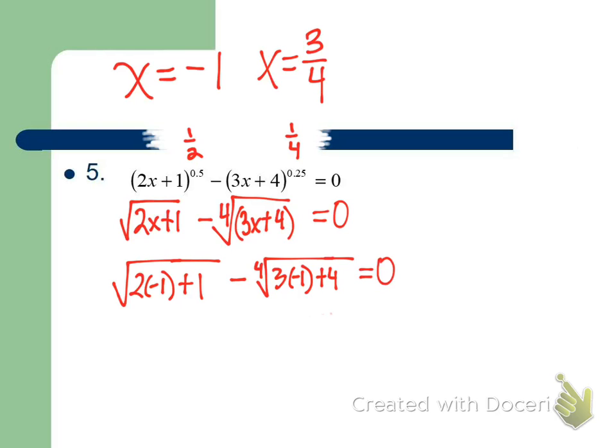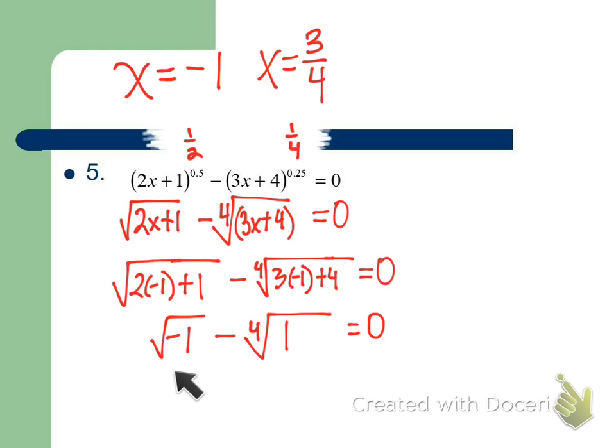What is 2 times -1? -2. What if we add 1 to that? Whoa. -1. So we have the square root of -1 minus the 4th root. What is 3 times -1? -3. -3 plus 4 is 1.